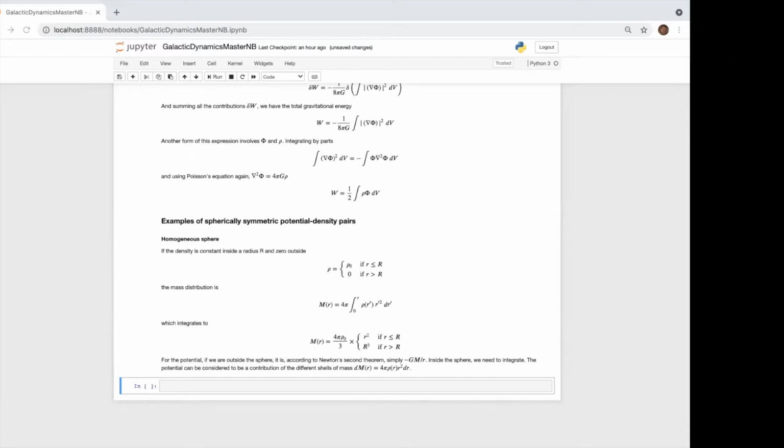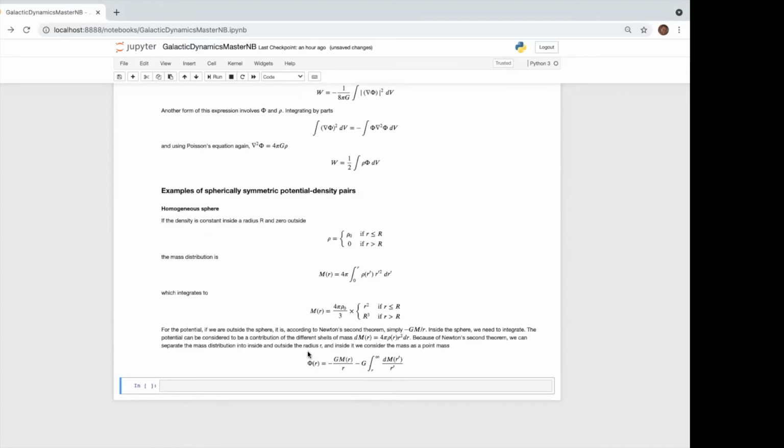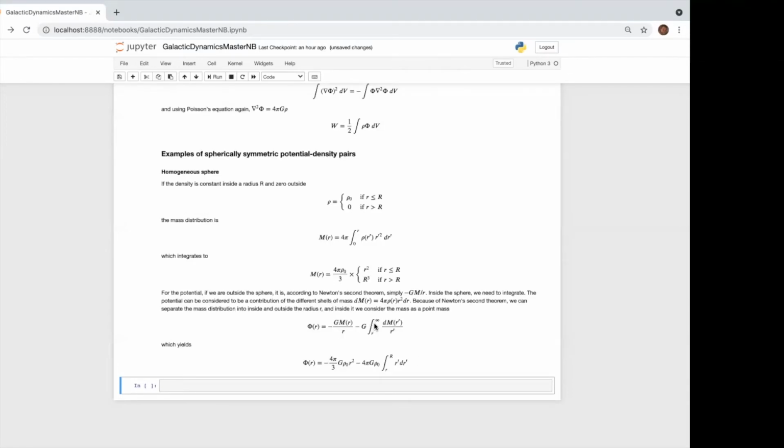Now, because of Newton's theorem, we can separate the mass distribution into inside and outside the radius r. Inside it, we can consider the mass inside of that radius. Outside it, we need to do the integral. Well, beyond the radius big R, there is no mass, so we can stop the integration there. And this is the potential that we get in the end.